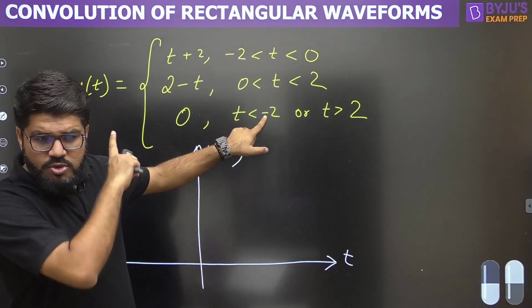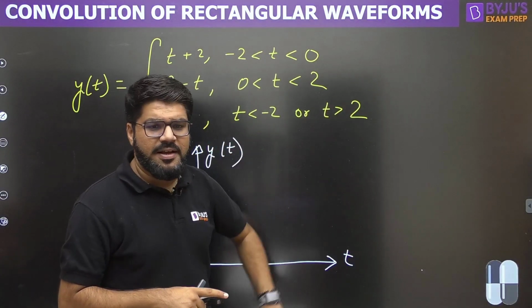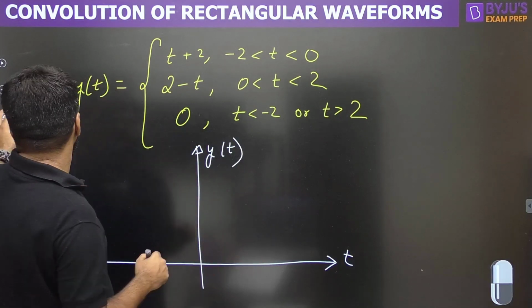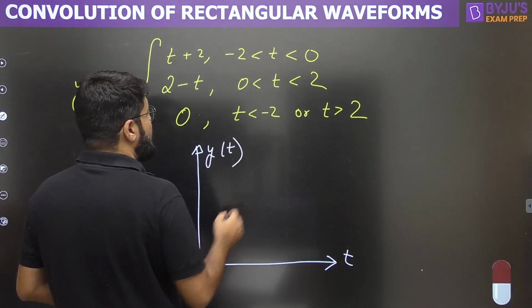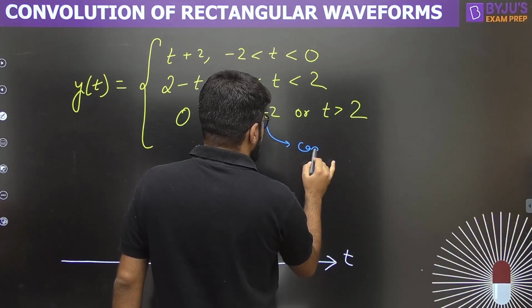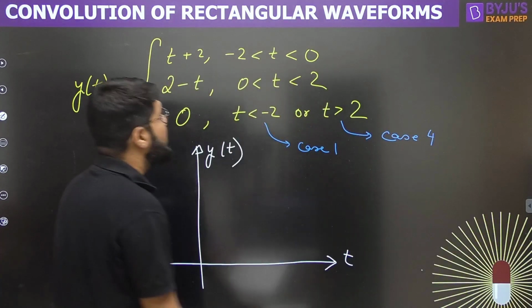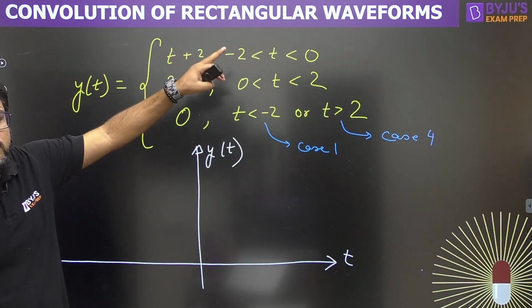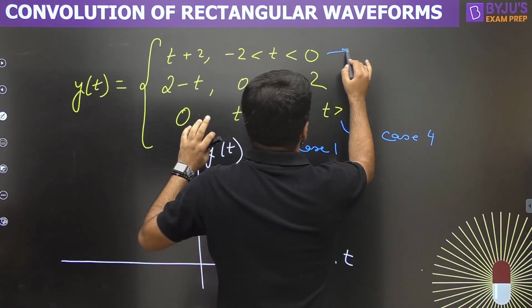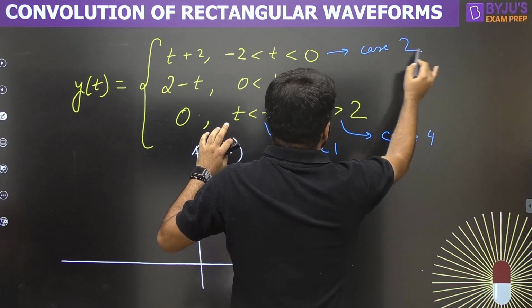Whenever t is less than minus 2, first case, or whenever t is greater than 2, the second case, yt is equal to 0. That is case number 1. This is case number 4, picture number 4, right? Whenever t is between minus 2 to 0, we got the answer as t plus 2. You can relate with case 2.